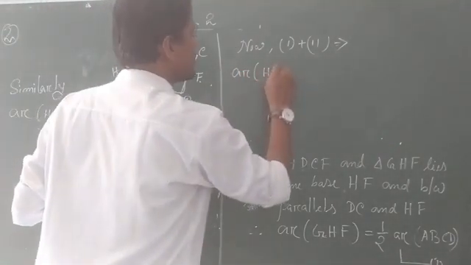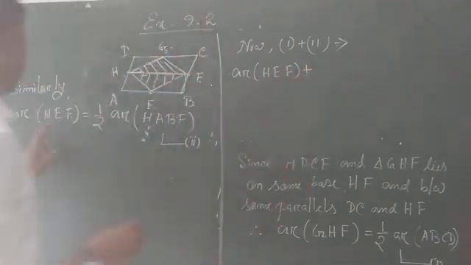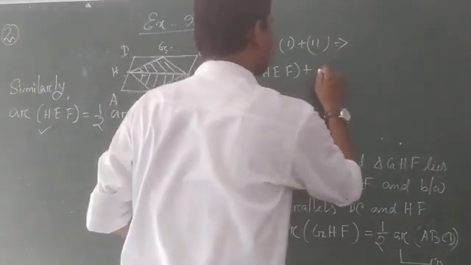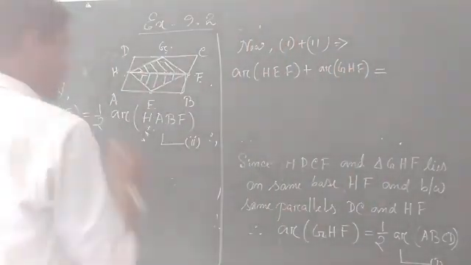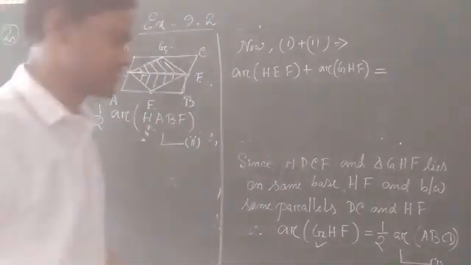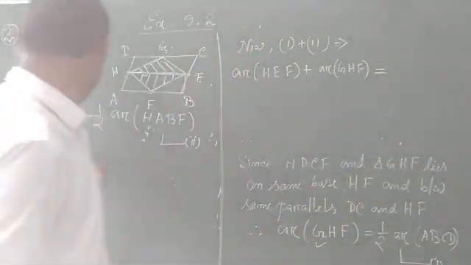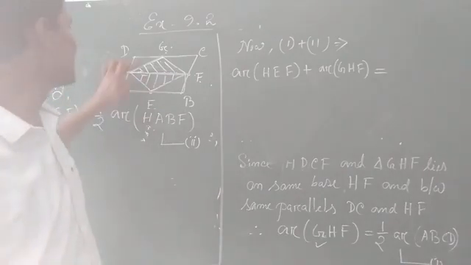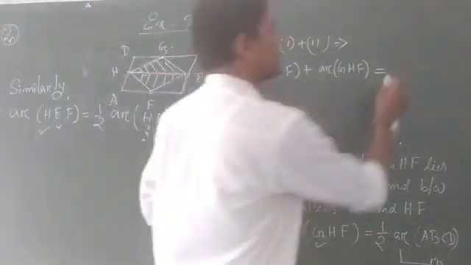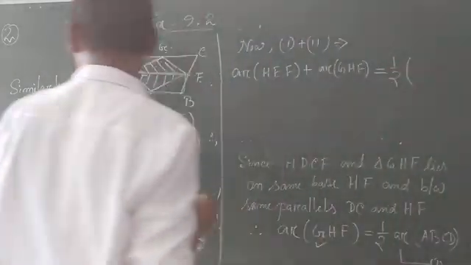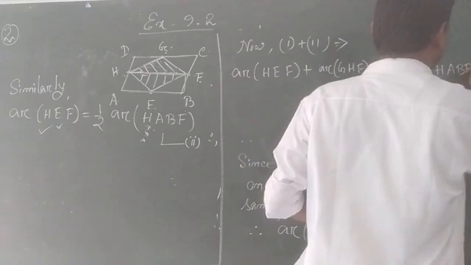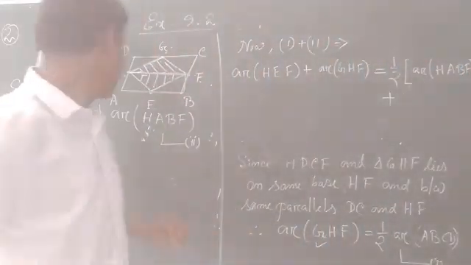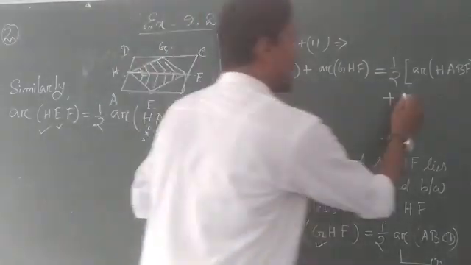plus area ZHF is equal to, left with left, right with right, separated by the equal sign. So area HEF plus ZHF is equal to half area HABF plus half area ABCD.